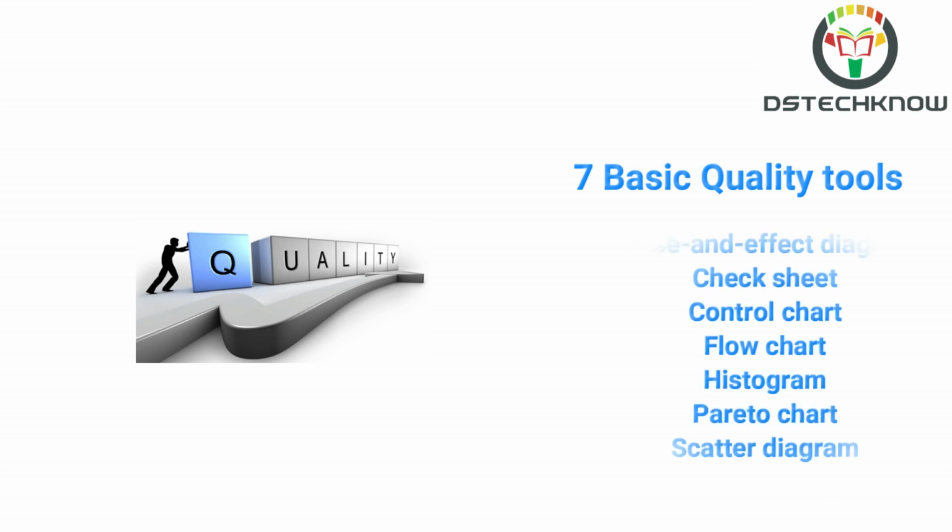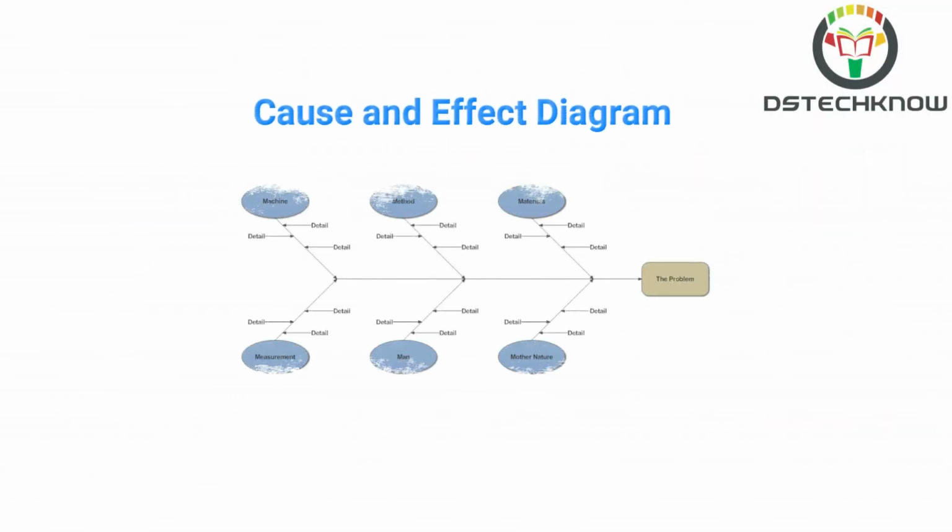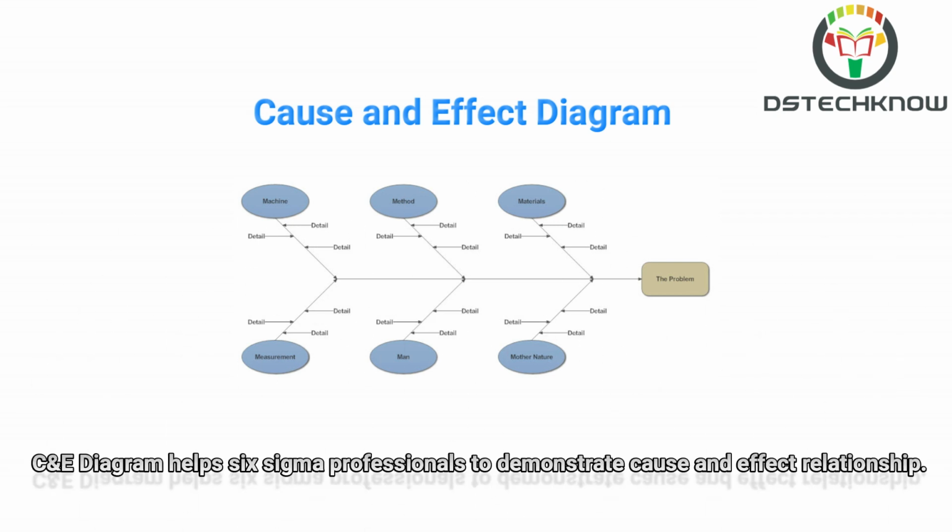The 7 basic quality tools are a set of graphical tools which help in troubleshooting issues that are related to quality. Today we'll be talking about the Fishbone Diagram or cause and effect diagram. As the name suggests, this quality tool helps Six Sigma professionals to demonstrate cause and effect relationships. It helps us create a structure for the cause identification effort.